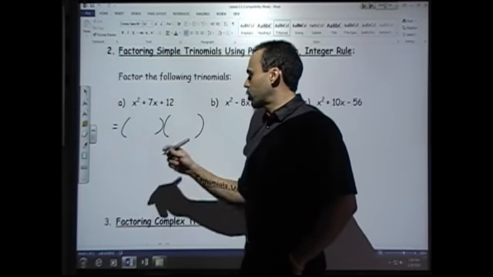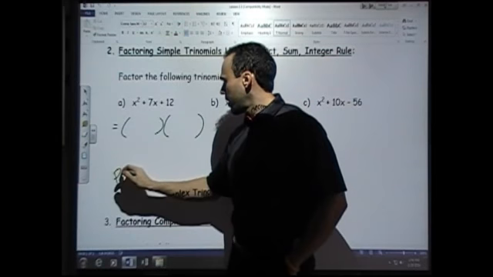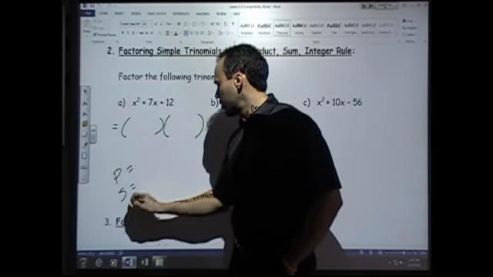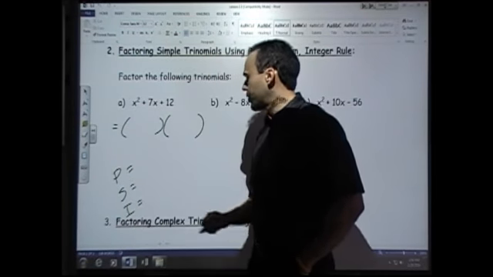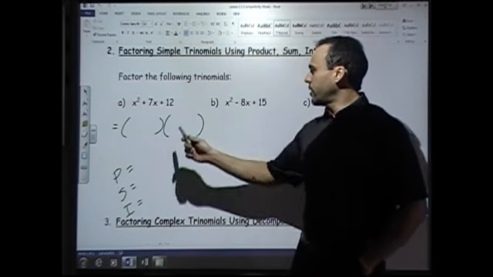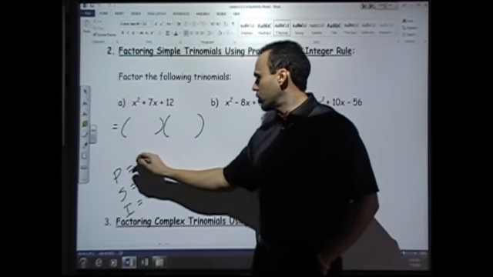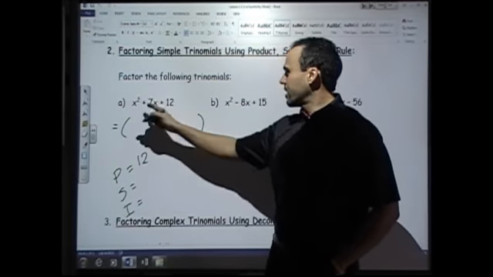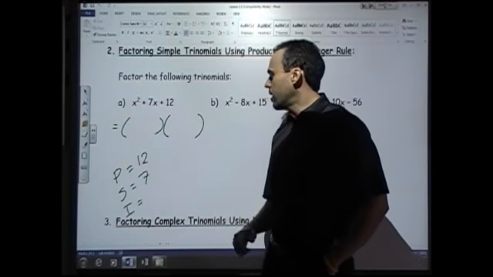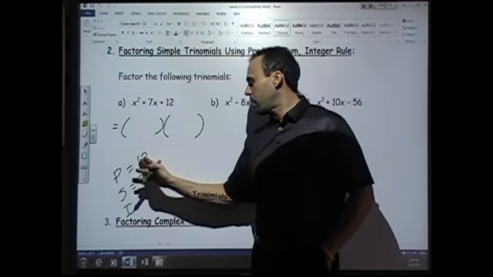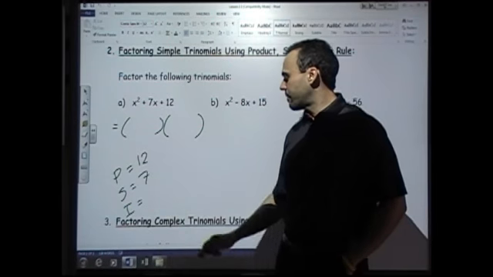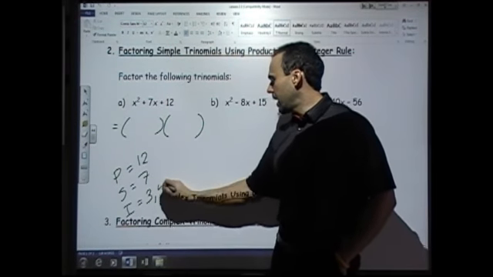But it is a simple trinomial, so we're going to use the product sum integer rule from last year. Just as a reminder, the product of this thing is the last number, which is 12. The sum of this thing is the middle number, which is positive 7. So you're looking for two numbers that multiply to 12 but add to 7. The two numbers are 3 and 4.